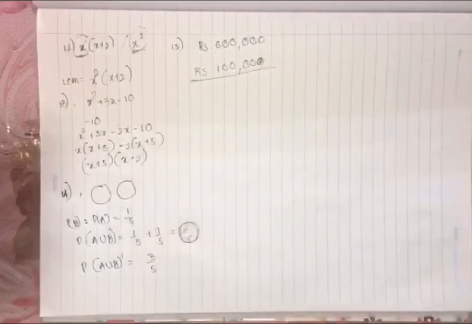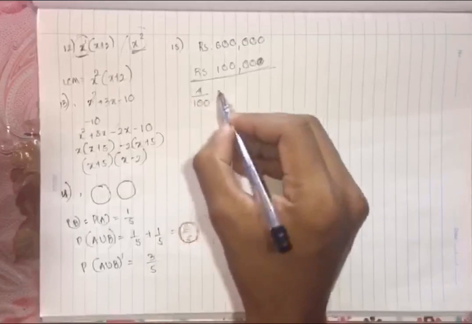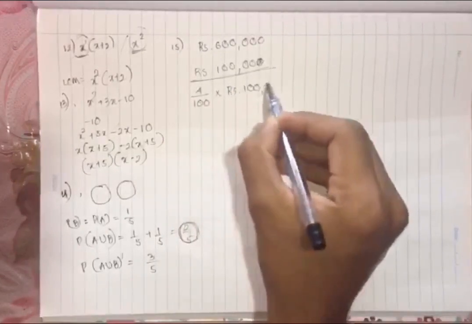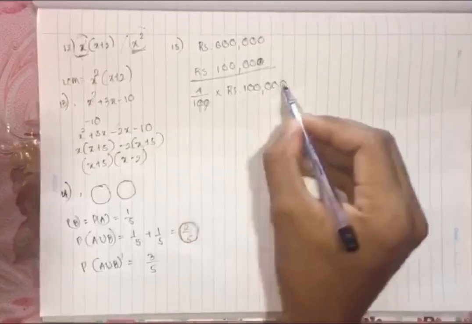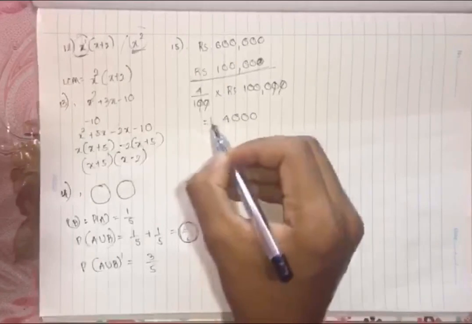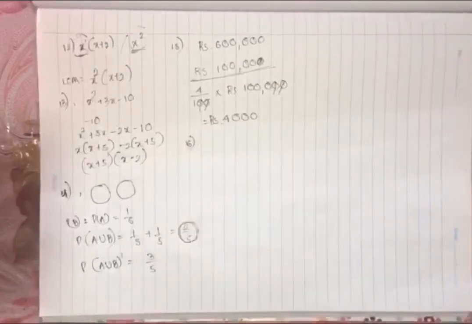So let us find the tax. It is just 4%. So 4 is for 100, which means how much is the tax for 100,000? 4 and 3 zeros. It's 4,000. Okay, moving on to the next one, the 16th.